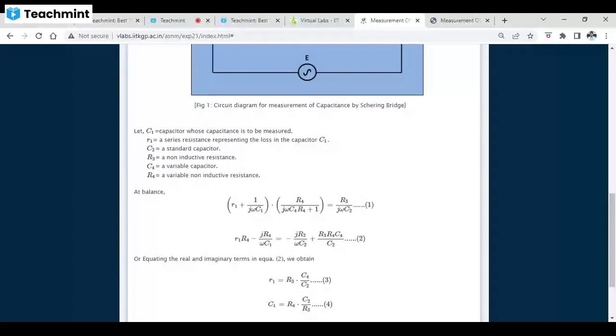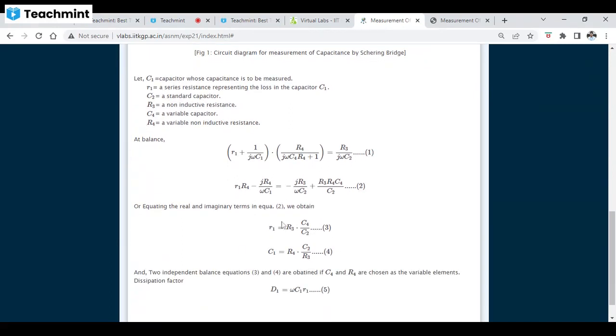Now, equating, the minus of j omega R3 by omega C2 plus R3 R4 C4 by C2. So first is equation number 1, then equation number 2. From equations 1 and 2, equating real and imaginary parts, we get the value of R1. R1 equals to, this is our real part.